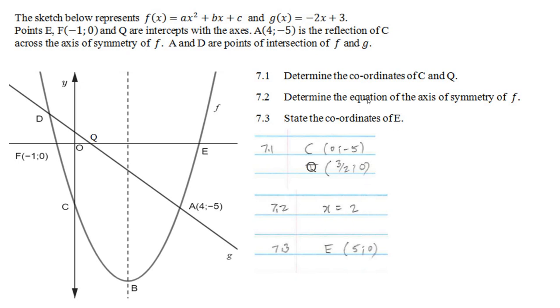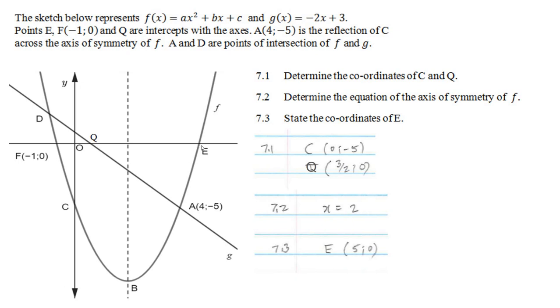Now let's determine the equation for the axis of symmetry of F. Well, just by symmetry, if it's 4 over here, and if you went 4 right over to this other side all the way to 0, it must be right in the middle. It must be x equals 2 just by symmetry.